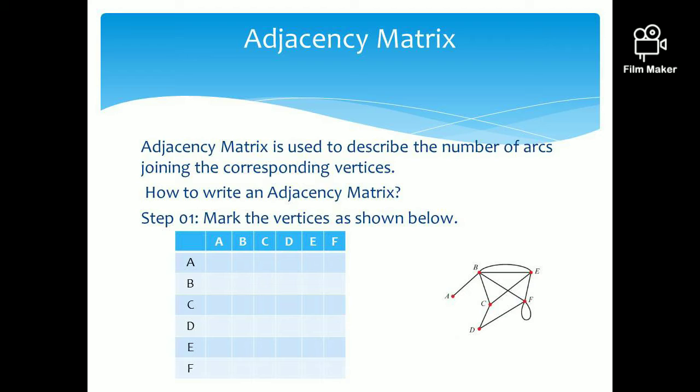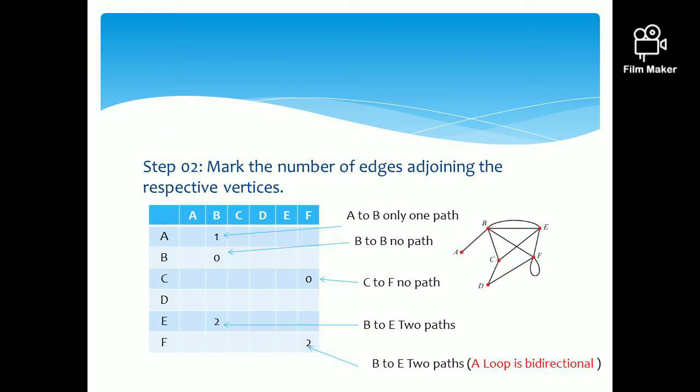First subtheory is adjacency matrix. The adjacency matrix is used to describe the number of edges connected between two vertices. The diagram shown over here can be represented by a matrix format that is called the adjacency matrix. Let's try to understand the special features or special facts we need to consider when you draw an adjacency matrix.